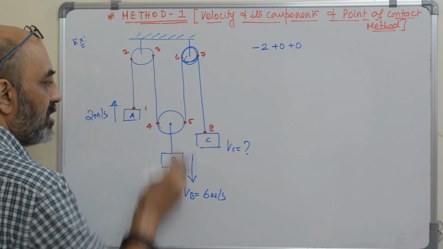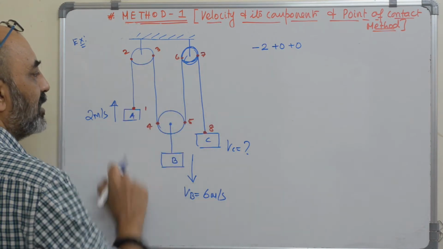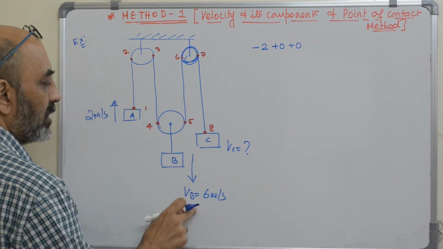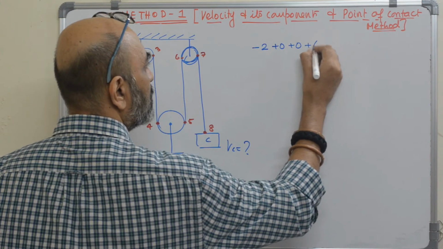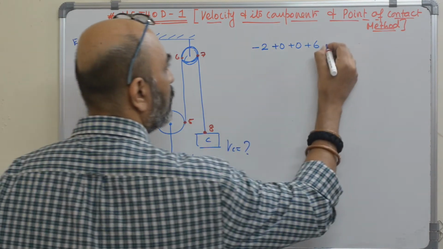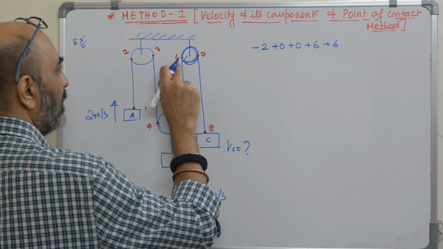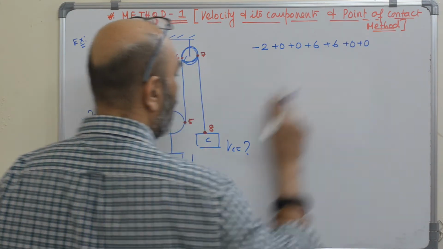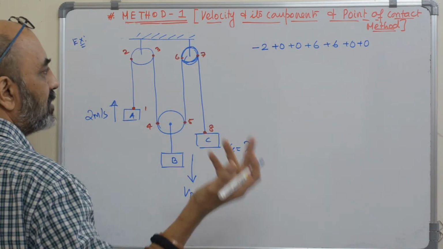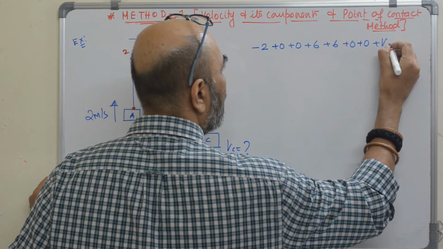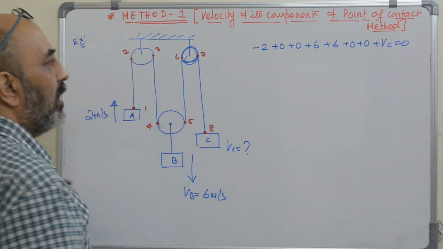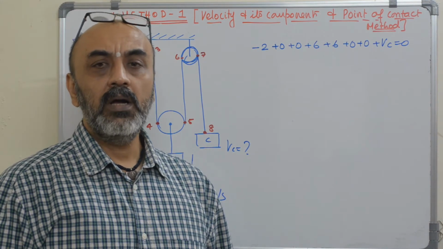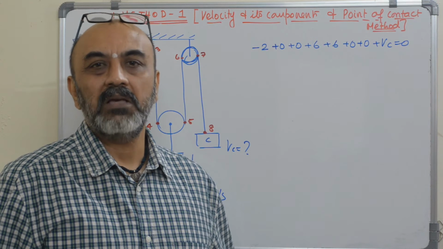4, if you agree, B is going down, so 4 is going down, the length is increasing. So as 4 is going down, then the velocity that you will consider is positive, so it will be plus 6. 5 is also going down, so plus 6. 6 is neither going down, 7 neither going down nor going up, so plus 0, plus 0. और ये C का पता नहीं, देखते हैं प्लस है माइनस है, तो प्लस C लिखेंगे अगर, and that sum will be equal to 0. ना ये सॉल्व करने पर अगर VC पॉजिटिव आया तो it is going up, अगर VC नेगेटिव आया तो it is going down, as simple as that.